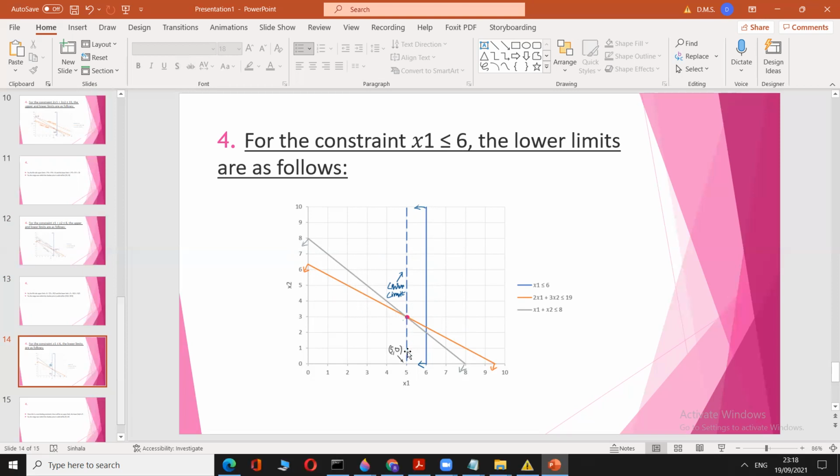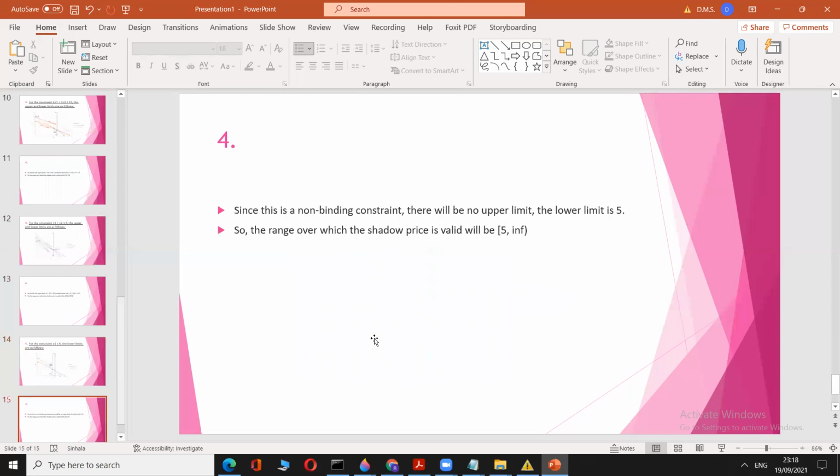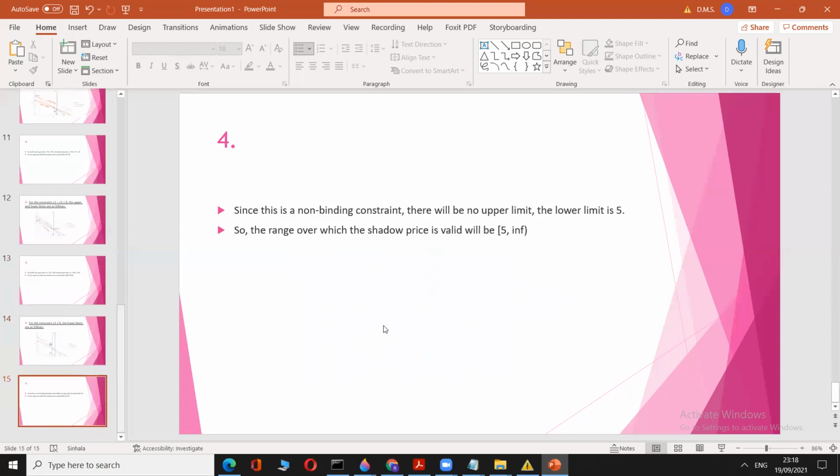That coordinate you can consider as your point of intersection. Since it is not a binding constraint, there is no upper limit. The lower limit value is 5. Since the lower limit is 5, the upper limit is considered as infinity. So you just put a round bracket, because infinity is unbounded, therefore you have to write it this way. Those are the things you want to understand.